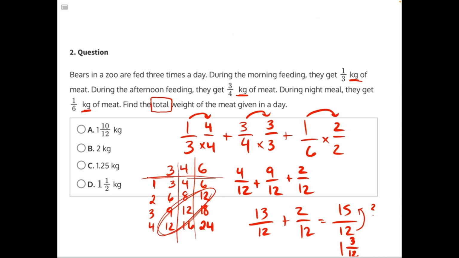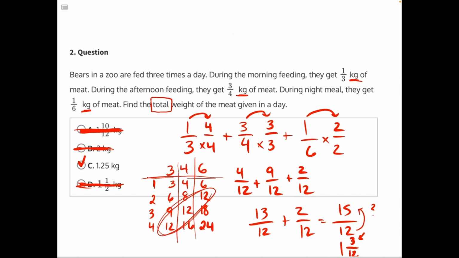If we take a look at our answer choices, we can go ahead and eliminate several of these. It's definitely not 2, because our whole number is 1. It can't be bigger than 1. It's not 1/2. 3 is definitely not half of 12, so we can't simplify that down to 1/2. And 10 over 12 is much bigger than 3 over 12. So it has to be answer choice C, 1.25 kilograms.